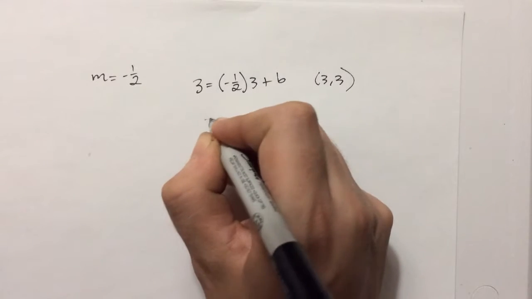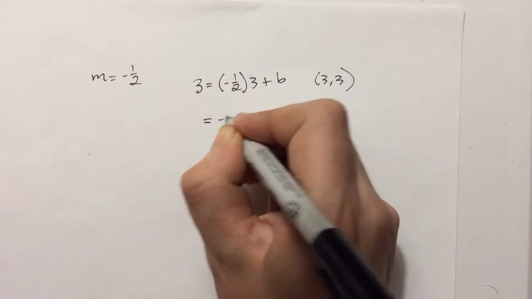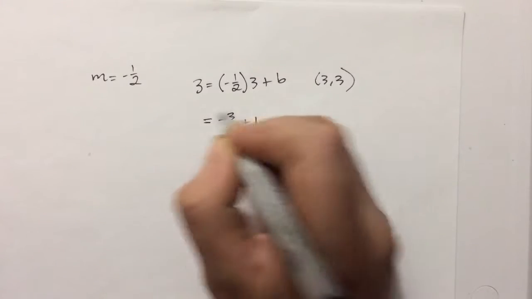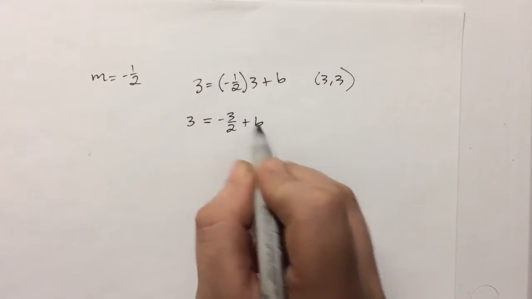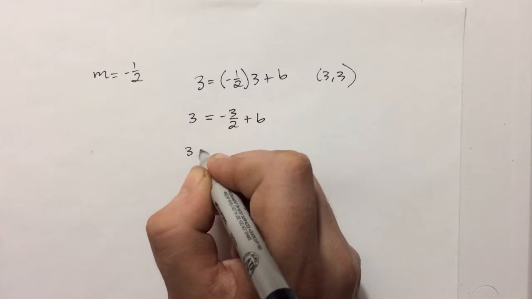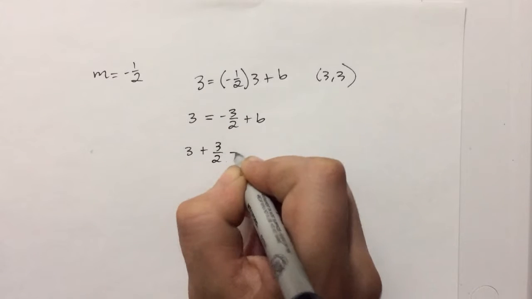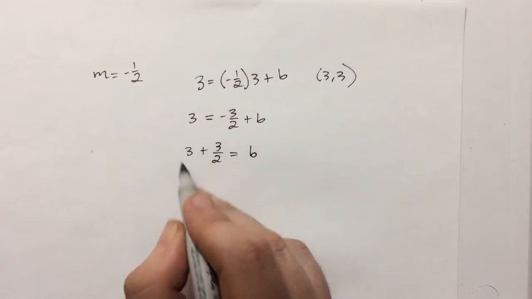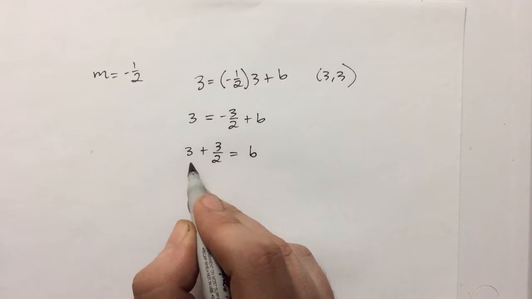I'm going to simplify this multiplication over here. That gives me negative 3/2 plus b on the right, 3 on the left. Using the addition property of equality, I'll add 3/2 to both sides. I get 3 plus 3/2 equals b. Now let's go ahead and simplify this addition.